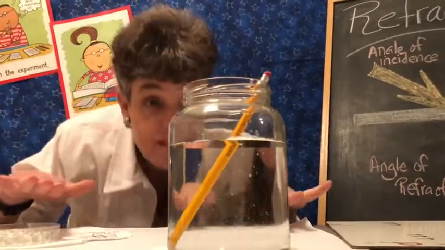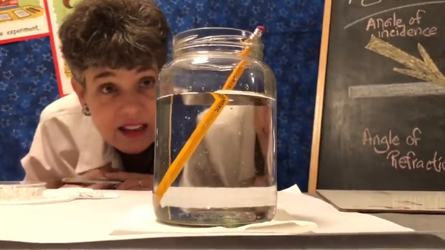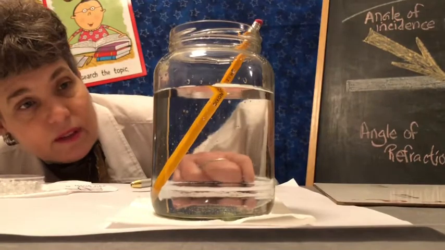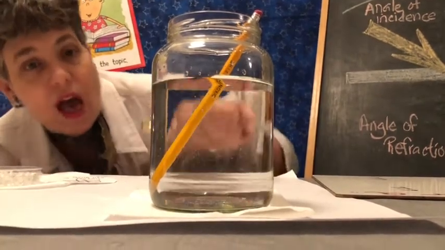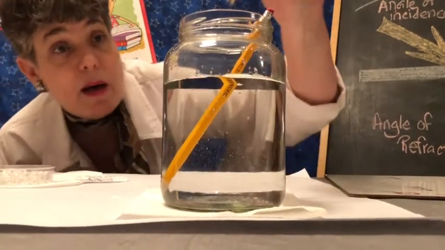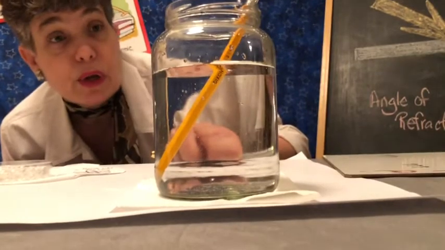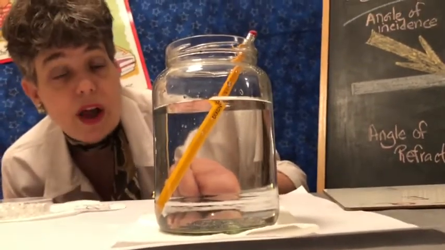Now we have to get eye level, so let's do that. Oh my goodness, what do you see? What has happened to that pencil? Well, let's make some great observations. As you notice, the top part of this pencil is as it was when I first put it into the jar of water.